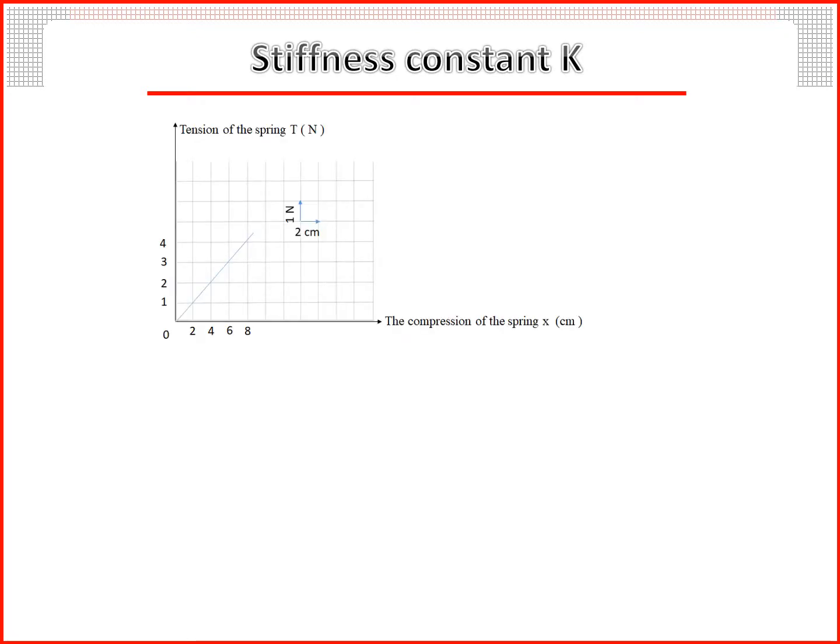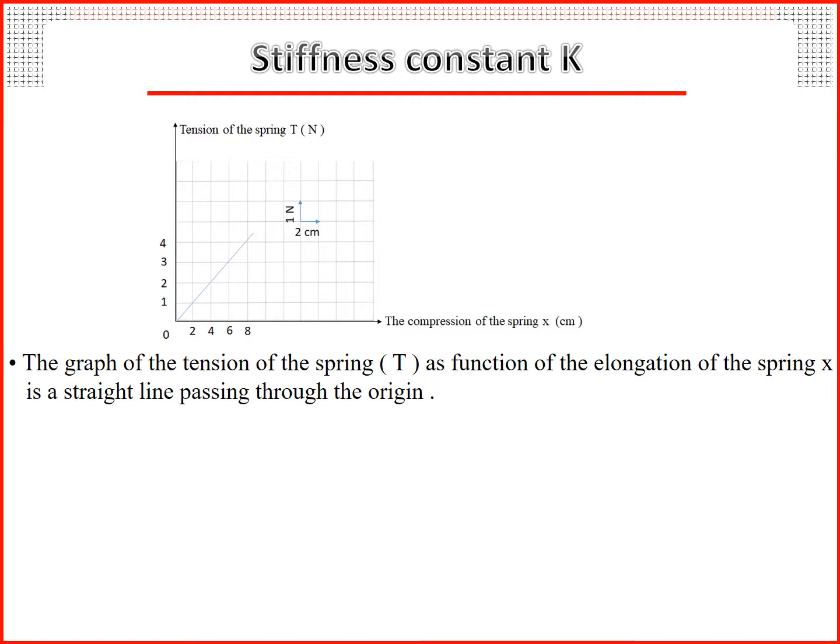To find stiffness constant of the spring, K. If we draw a graph, the variation of the tension of the spring as function of the compression of the spring X, then the graph is a straight line passing through the origin. According to Hooke's law, T equal K times X.